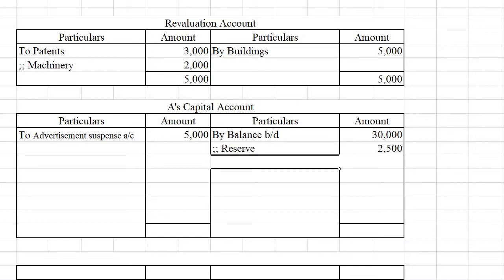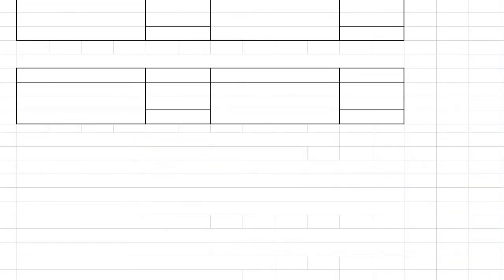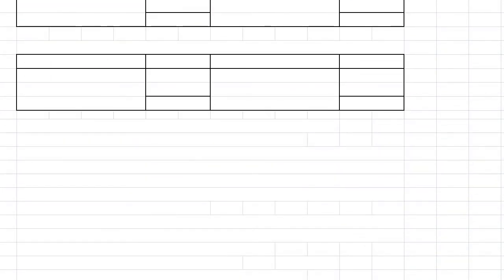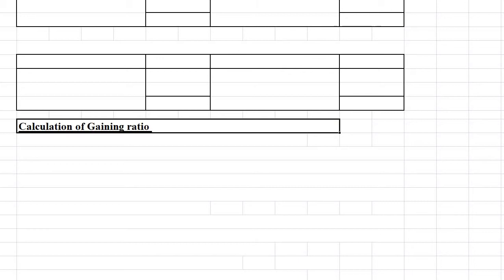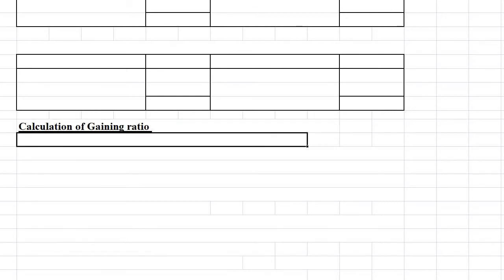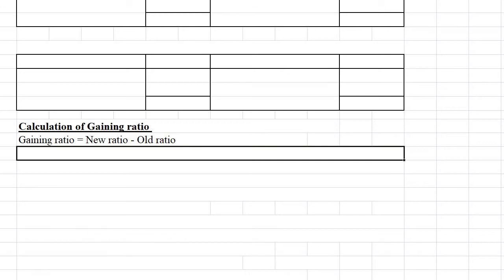Now we have to find out his share of goodwill. That we can calculate here. In order to calculate goodwill, this goodwill will be shared among the continuing partners in their gaining ratio. So first let us calculate the gaining ratio. We know that gaining ratio is equal to new ratio minus old ratio. Here old ratio and new ratio are directly given. Old ratio 5:4:3. New ratio between B and C 7:5.